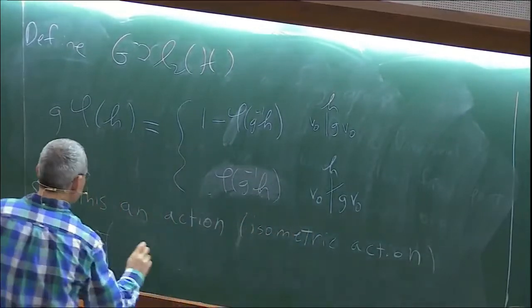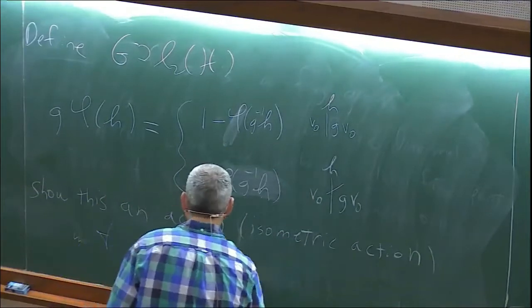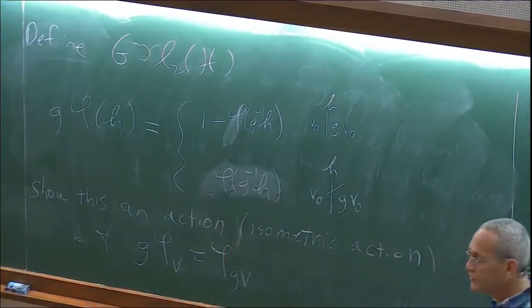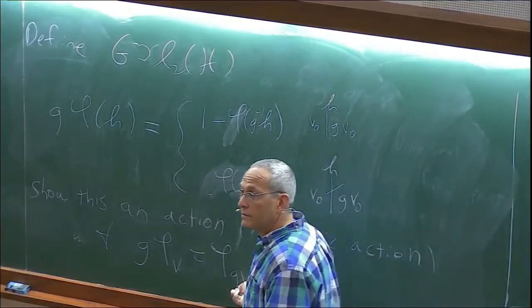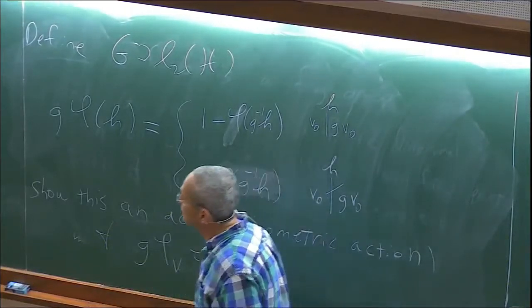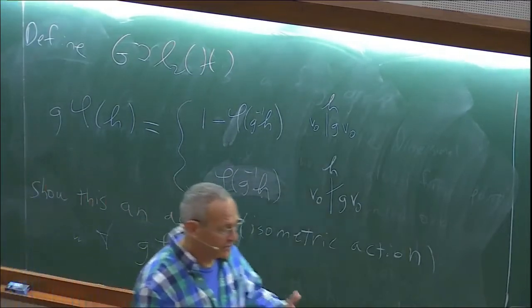And G of phi V equals phi of GV, that's the thing you need to check. So that will tell you that it extends the action of G on the original cat-zero cube complex. That's how we mapped: we mapped V to phi V. So it extends this action.